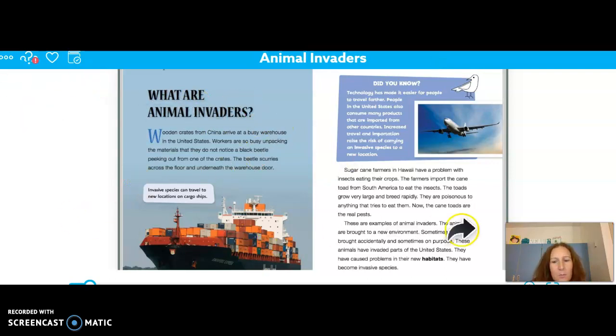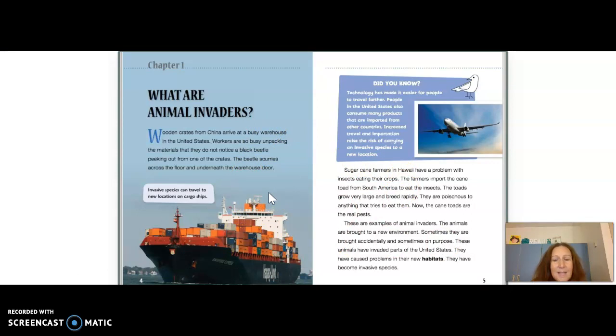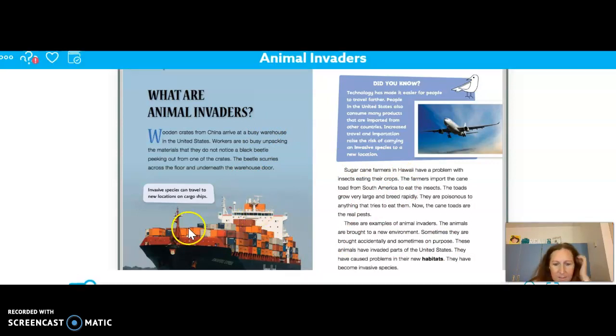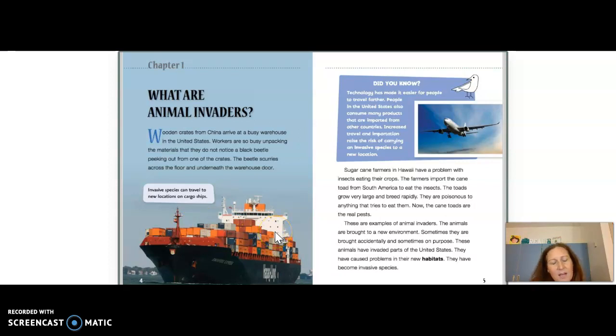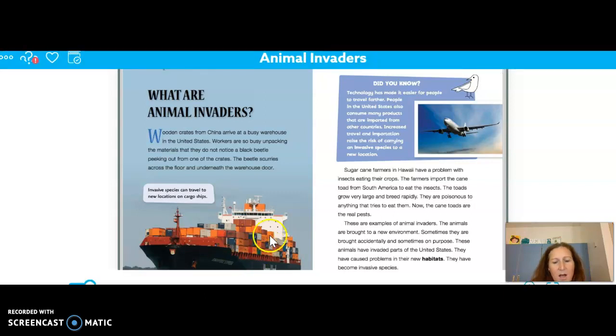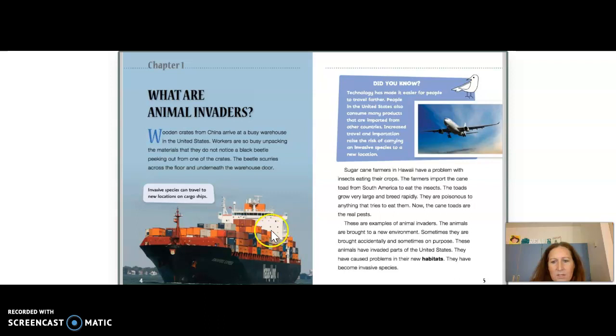I'm looking at what are animal invaders, and I can tell in these next couple pages, this author is going to tell me exactly what animal invaders are. This picture of the ship lets me know that sometimes plants and animals are brought from another part of the world to a different part of the world by getting stuck in cargo or stuck in ships.